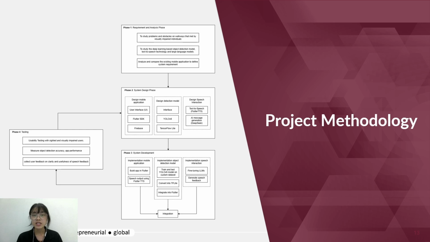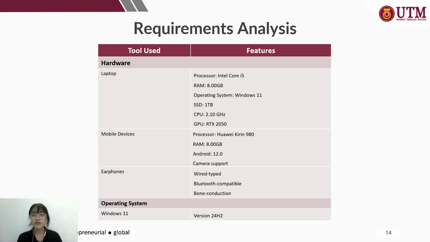And lastly, I will conduct usability testing with both sighted and visually impaired individuals, measuring the object detection's accuracy and app performance, and collecting user feedback on the clarity and usefulness of the speech feedback to validate the system's effectiveness. So to successfully develop these systems, the following table shows the hardware and operating systems that might be used for the development.